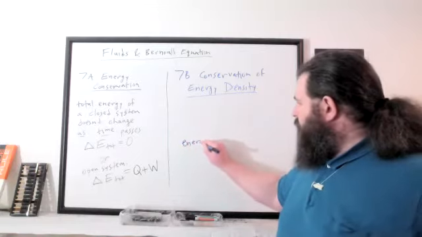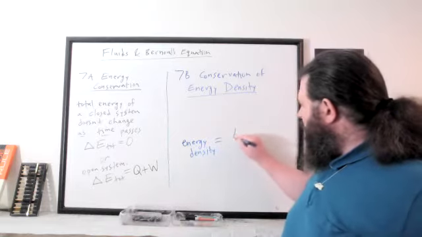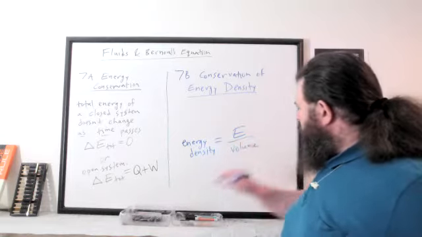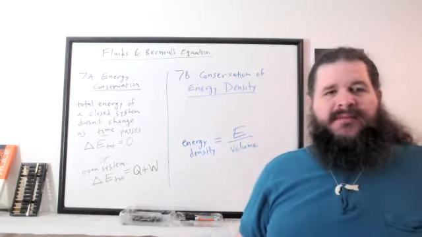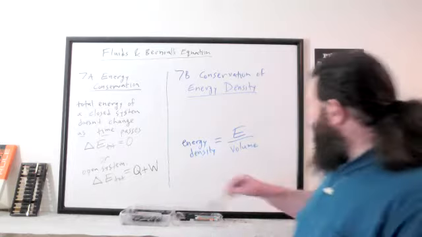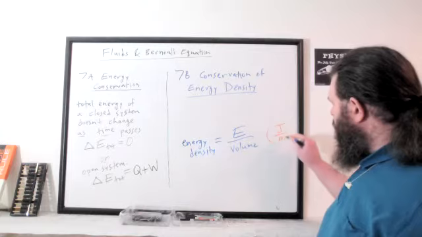Energy density, we're defining as energy over volume. The amount of energy per volume, the amount of joules per cubic meter. And that's going to be the units, by the way, joules per cubic meter.